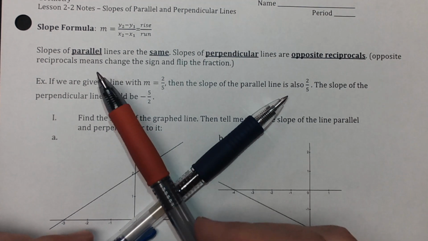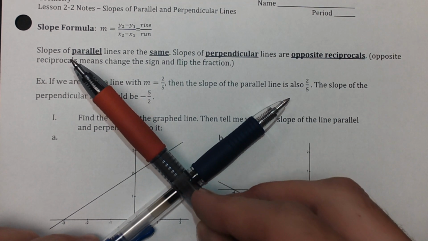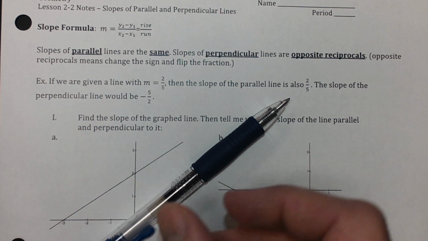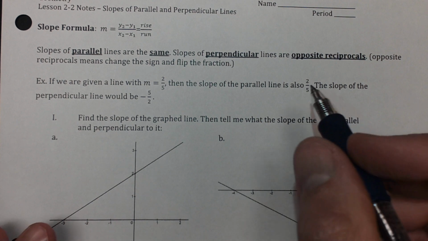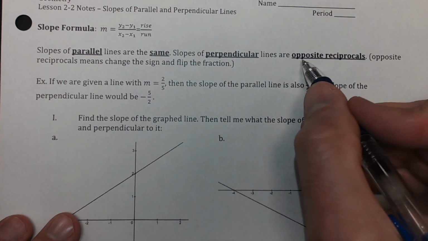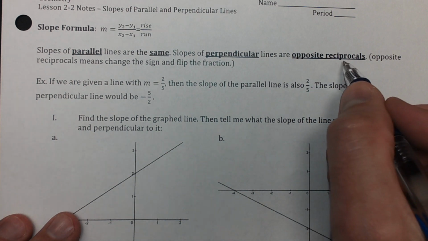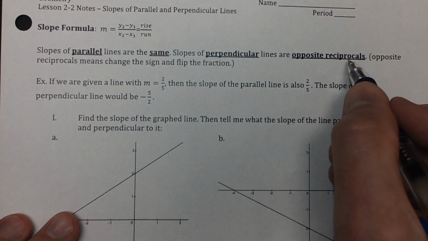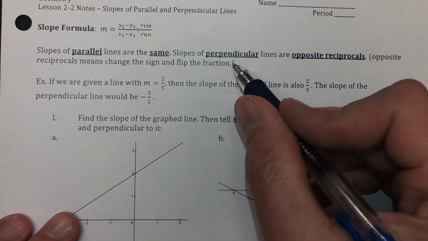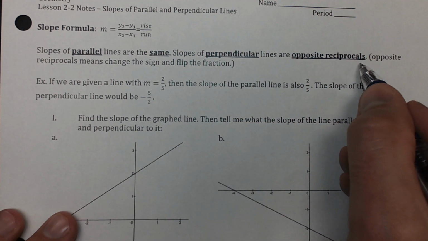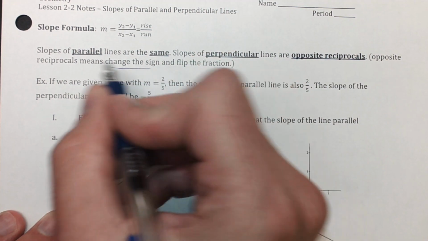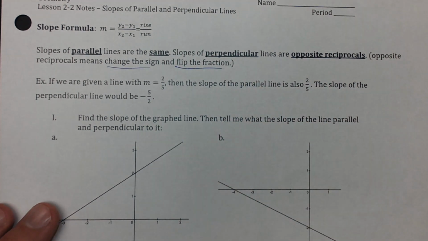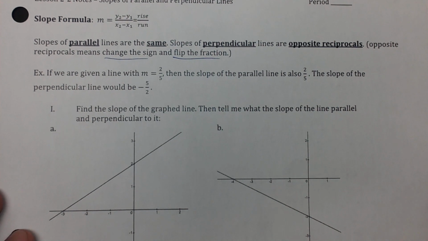But the trickier one is perpendicular lines. If you have two lines that are exactly perpendicular to each other, their slopes are not going to be the same. In fact, they're going to be different in two different ways. The signs are going to be different. So it's going to be the opposite sign, and then the slope is going to be the reciprocal of the original. So we say the slopes of perpendicular lines are opposite reciprocals. And opposite means change the sign, and then reciprocal means flip the fraction. Okay, so that's what opposite reciprocal means. And we'll go over some examples very soon.